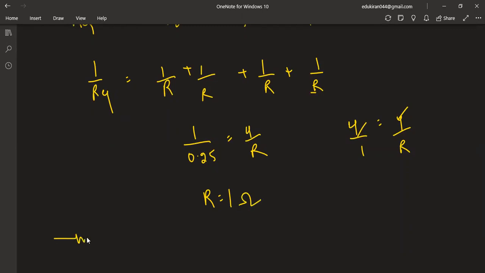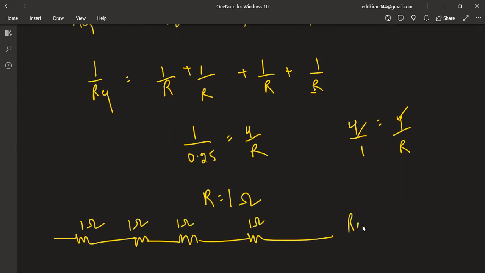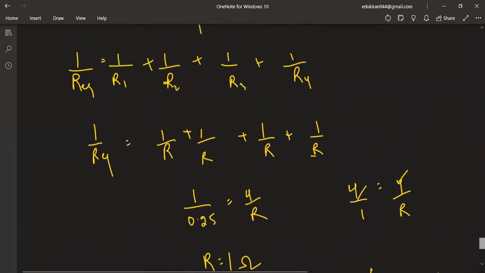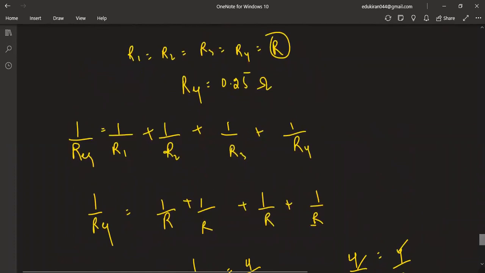Now, if these resistors are connected in series, so R equivalent will be 1 plus 1 plus 1 plus 1, that is 4 ohms. So the correct option was option D. Note it down, those who haven't. I'll discuss some other questions with you.